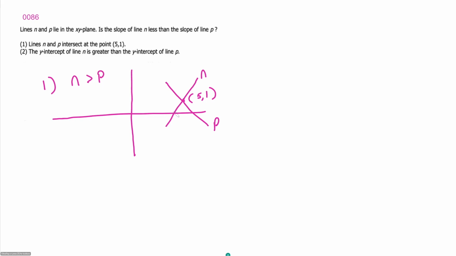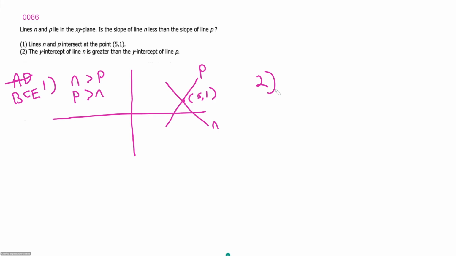However, I could have just as easily reversed my lines so that this is P, this is N. Now P is positive, N is negative, and therefore P is greater than N. So this is a case where we're not testing numbers, but we're testing diagrams in order to prove insufficiency.